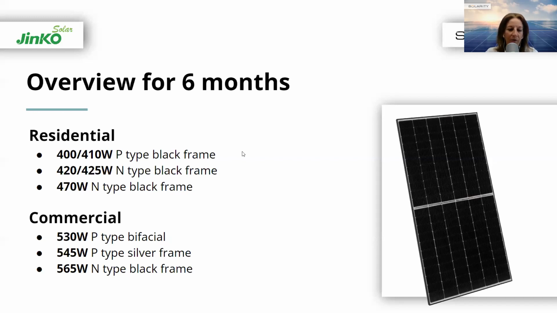So for residential, 400 and 410 P-type black frame are definitely among the main products. 420 and 425 N-type black frame are coming from the 54 cells. As we said, one of the top residential modules from Jinko. Then 470 watt peaks N-type black frame. Those are definitely needed, and there is high demand.